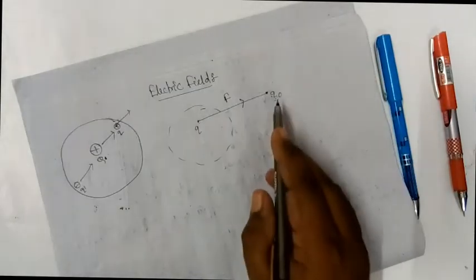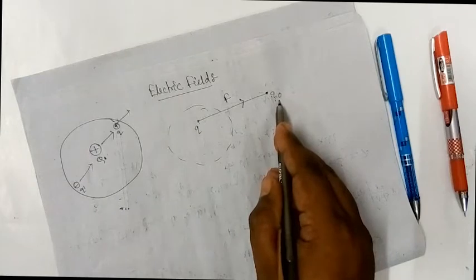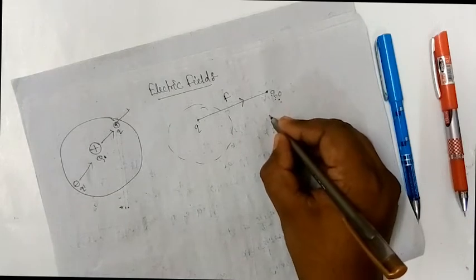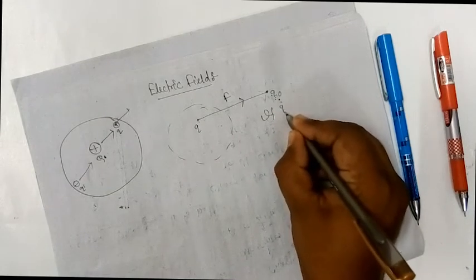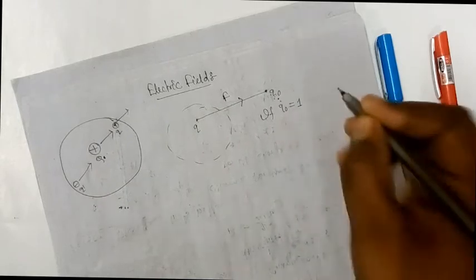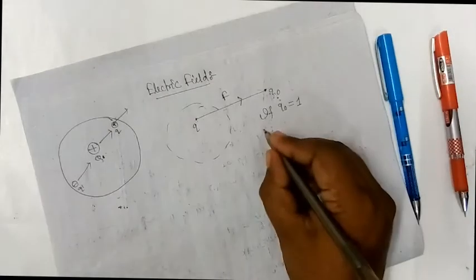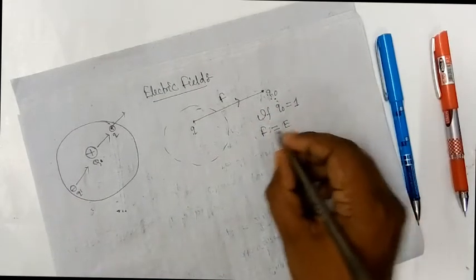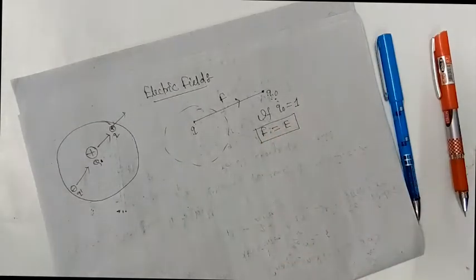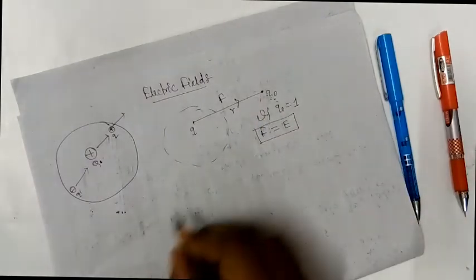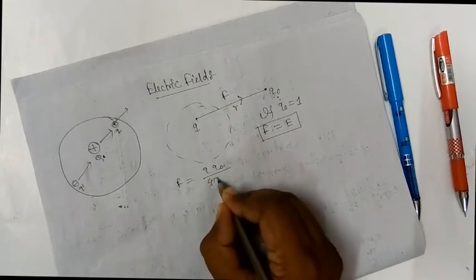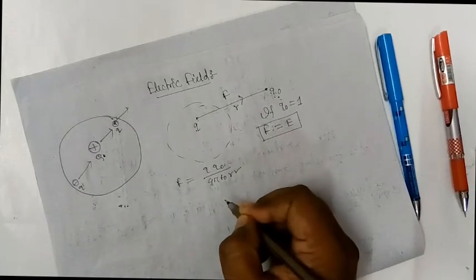Listen to me carefully. Instead of Q naught, if I have taken one unit charge, that is if Q naught is equal to 1, then the force applied by Q should be equal to the electric field. If I want to show you experimentally, let's see. If the distance is r, simply we can write the force should be Q Q naught by 4 pi epsilon naught r square. That's a simple thing.